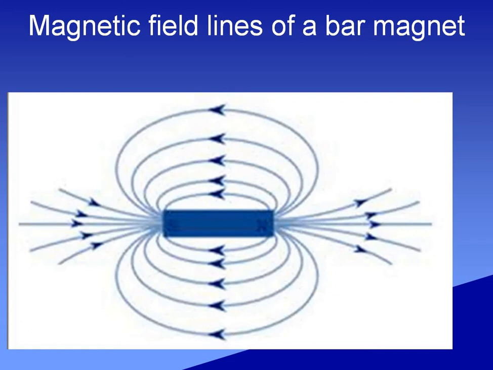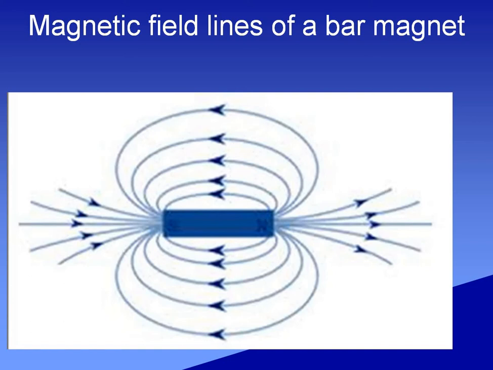From this we can state some properties. Which are the properties? The field lines start from the north pole and end at the south pole outside the magnet. You can see the arrows starting from the north pole and ending at the south pole outside, and inside the magnet it is from south to north. Is it clear? At each and every point you can see we can draw a tangent.